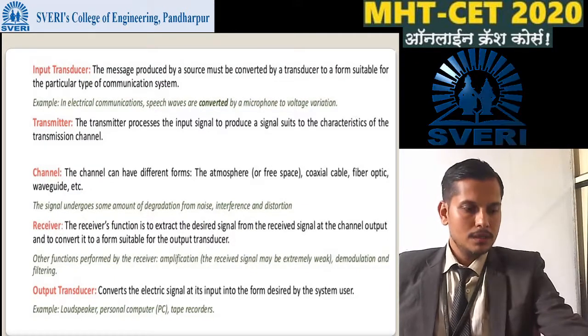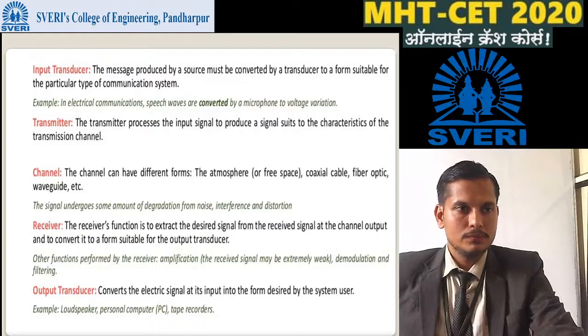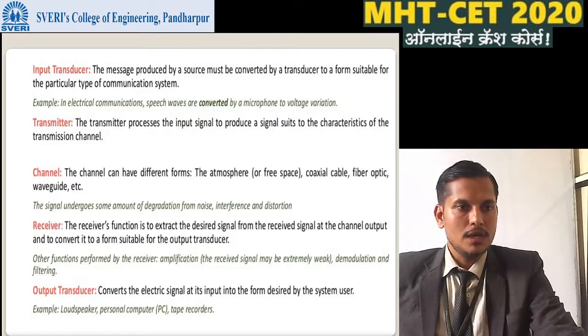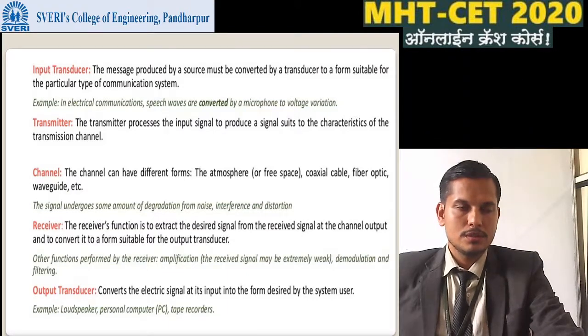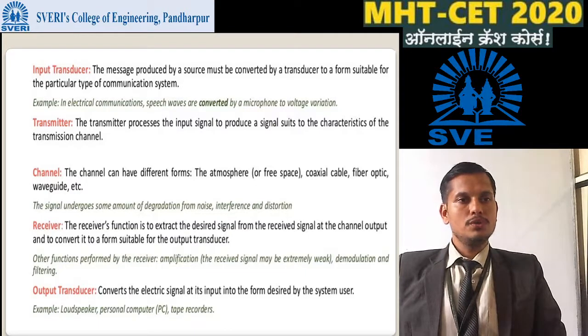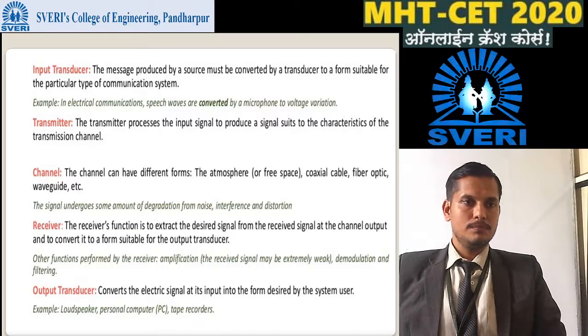Now we will discuss these points one by one: what is meant by transducer, then transmitter, channel, receiver and then output transducer. So let us check it. Input transducer means what? The message produced by a source must be converted by a transducer to a form suitable for the particular type of communication system. Example: in electrical communications, speech waves are converted by a microphone to voltage variation.